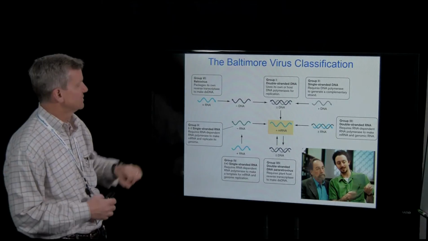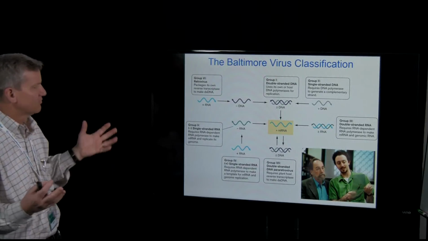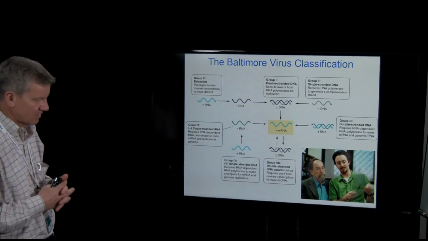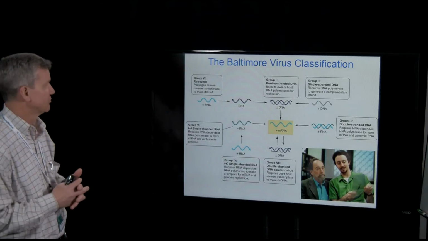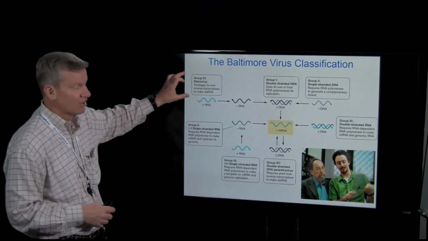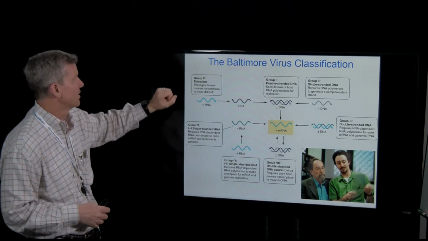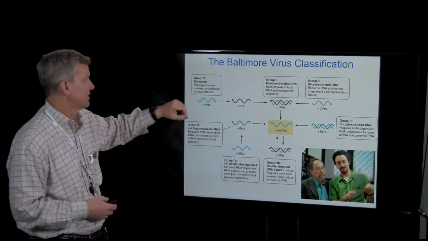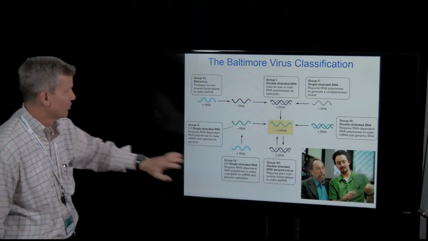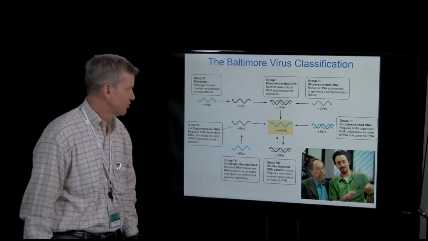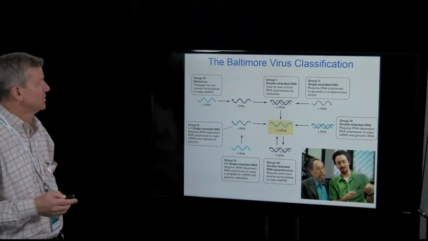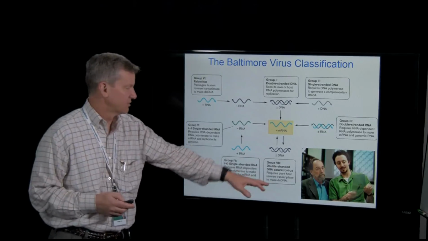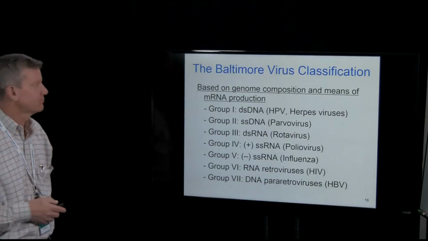And then group 6 is retrovirus. An example here is HIV. They make reverse transcriptase, and that turns RNA into DNA, double-stranded DNA. Very famous virus, obviously HIV. And don't worry about group 7. We won't talk about double-stranded DNA pararetroviruses. Sometimes hepatitis B can fall into this category.